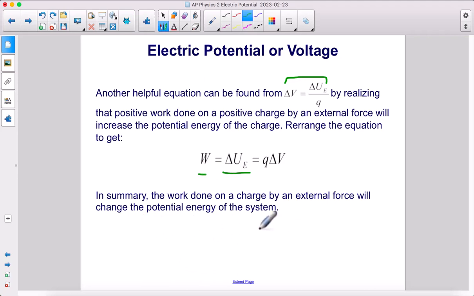A way to visualize this is we have our big Q up here on top of our voltage hill. If we push another charge uphill from one voltage, let's say 10 volts, to 20 volts, from one voltage location to another, if we multiply that charge times that voltage difference, that will give us the work done and the change in potential energy of the system.